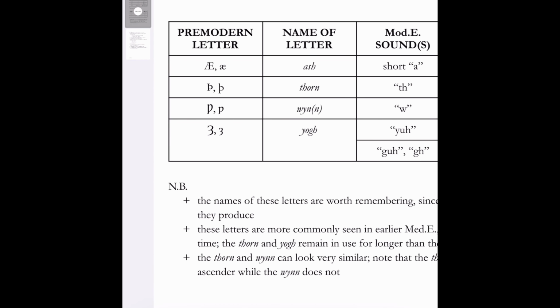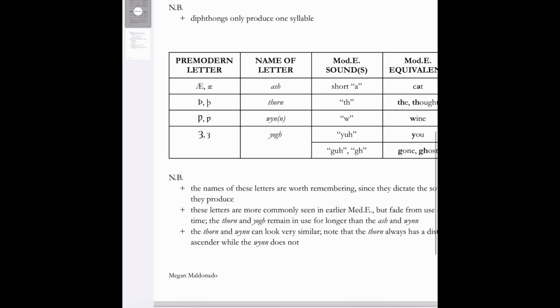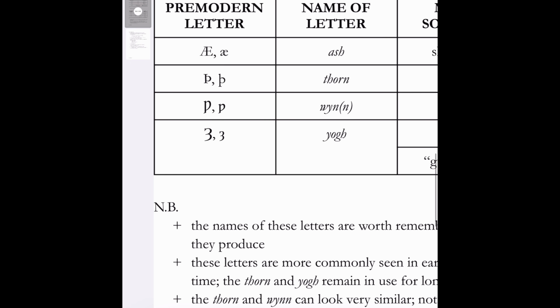What's the most critical to learn here? Well, I mean, all of them, but the thorn and the yogh, in my experience, last into Middle English much longer than the ash or the wynn. I don't know precisely what the reason for that is. I'm not that deep into the philology and the orthography, but what I can tell you is that the thorn and the yogh, especially the thorn, I think, are really important for you to memorize. But you should know all four of these because they do last even into Middle English.